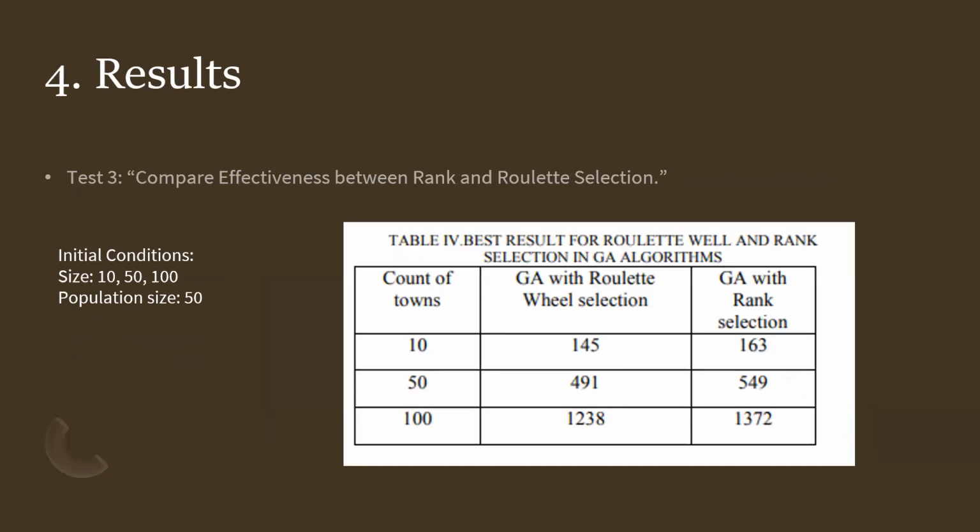Next is to compare effectiveness between rank and roulette selection. So this test was to see which form of selection is going to be best used to approach the traveling salesman problem. And what they did was they took sizes 10, 50, and 100 for population size, and then tested the distances or the answer that they got between roulette wheel selection and rank selection. They found that roulette wheel selection works better. And the reason is this: the earlier example that I provided gave a huge disparity between fitness values. I gave 61, 2,000, 3,000, very crazy numbers, something like that.